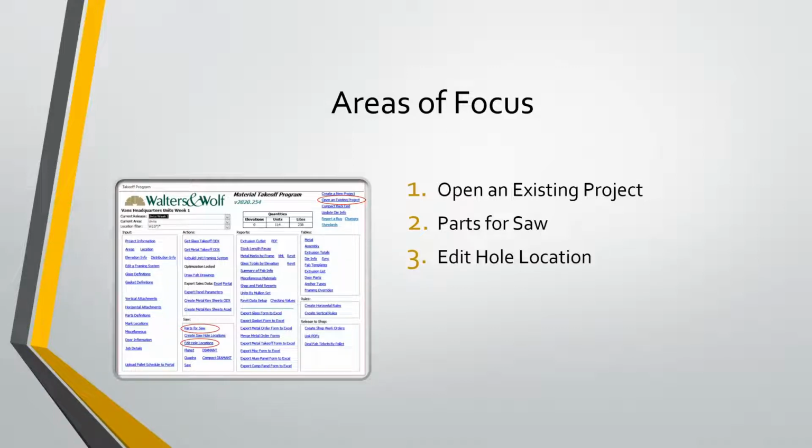The next step is to click on Part for Saw, which is located here. Here you will input the part you want to work on. I will go more in depth in the next slide. The last step is to click on Edit Whole Location, which is located here. This is the area where you will add the LDT to the specific part. I will go more in depth later on in the video.